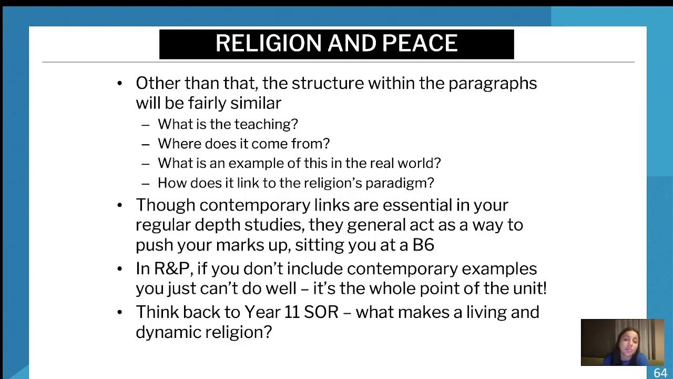Other than that, the structure within the paragraphs is fairly similar. So it's what's the teaching, where does it come from, what's an example in the religious world, and how does it really link to the religion's paradigm and the big ideas. Contemporary links are really important. So making those real life and real world links is a general way to boost up your marks and sit you at a band 6.